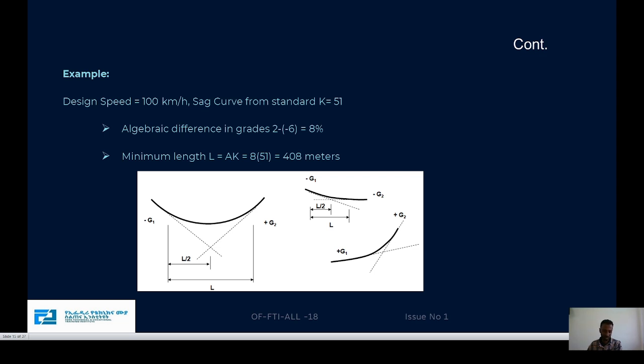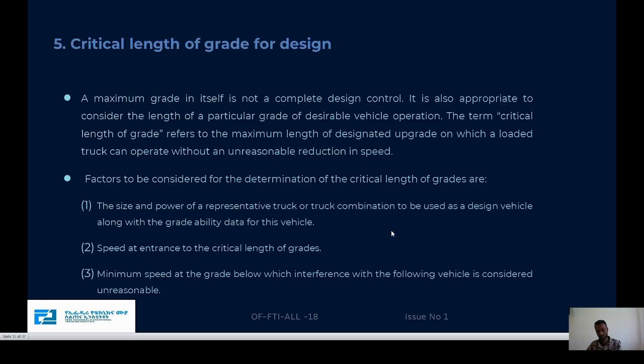A negative grade followed by a positive grade forms a sag curve. The critical length of grade is also very important for design. The maximum gradient by itself is not a complete design control. It is additionally considered for vehicle operations. The critical length of grade refers to the maximum length of a design upgrade, and it is very important for truck roads or heavy vehicles.